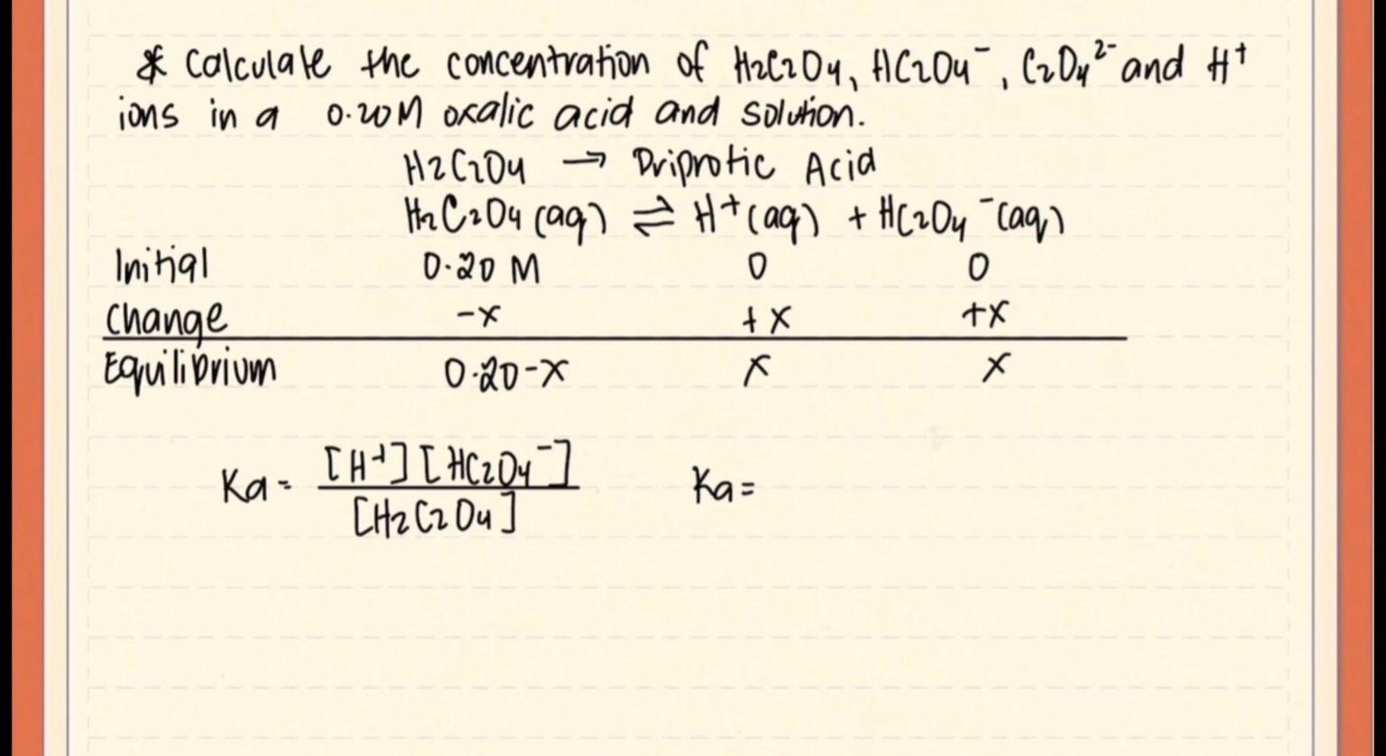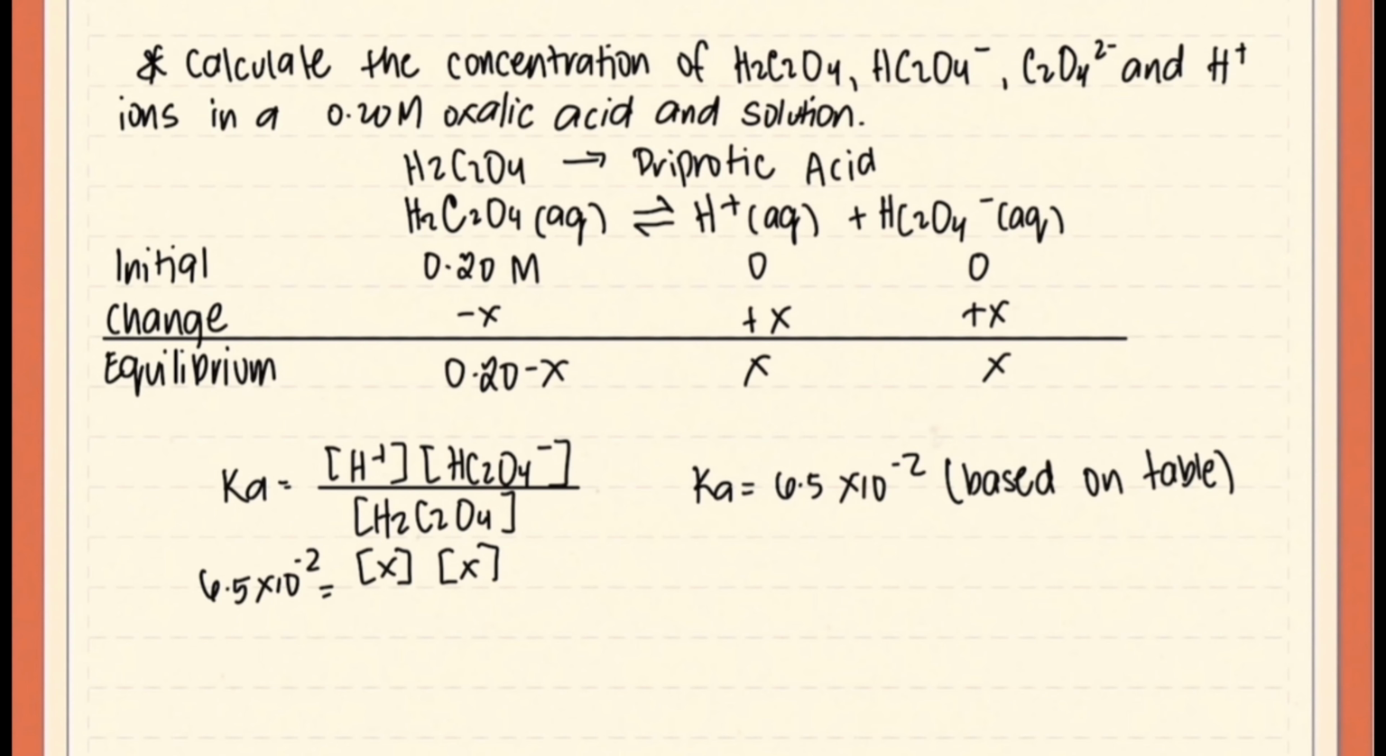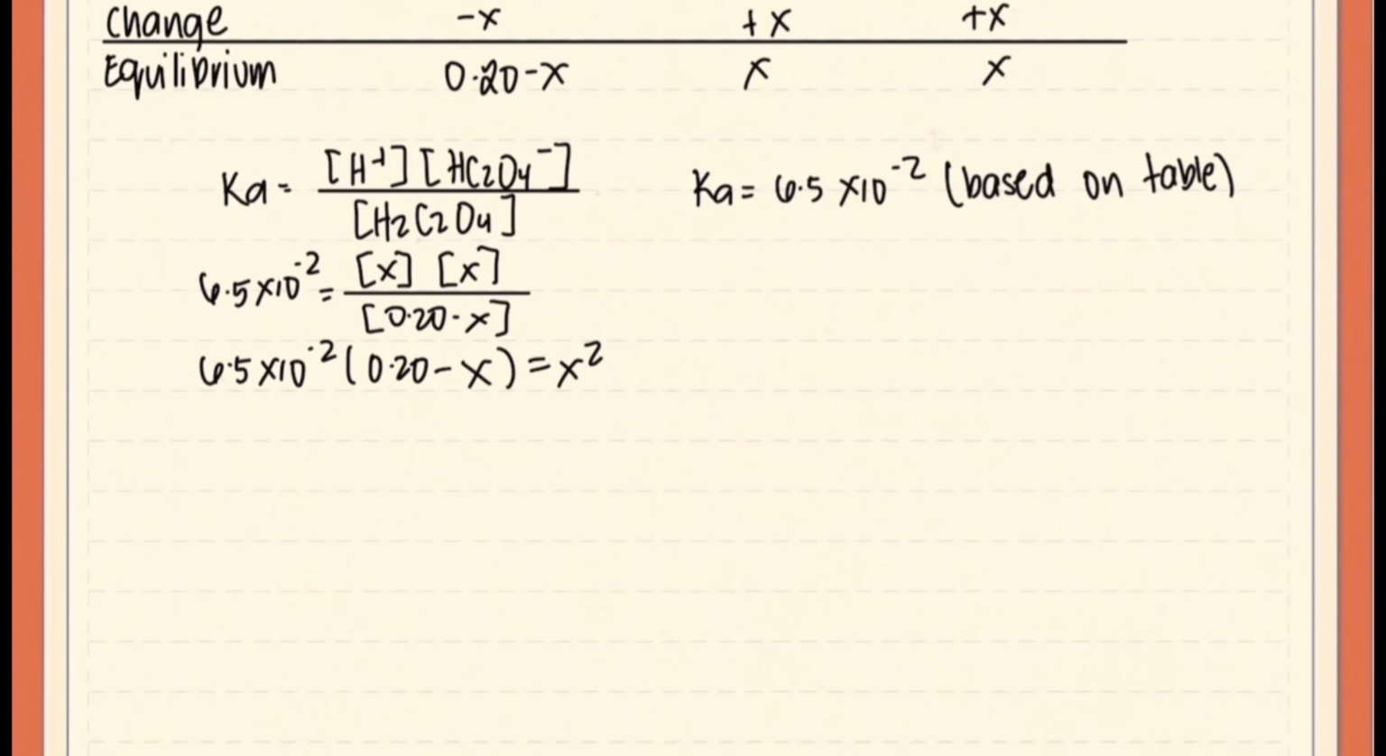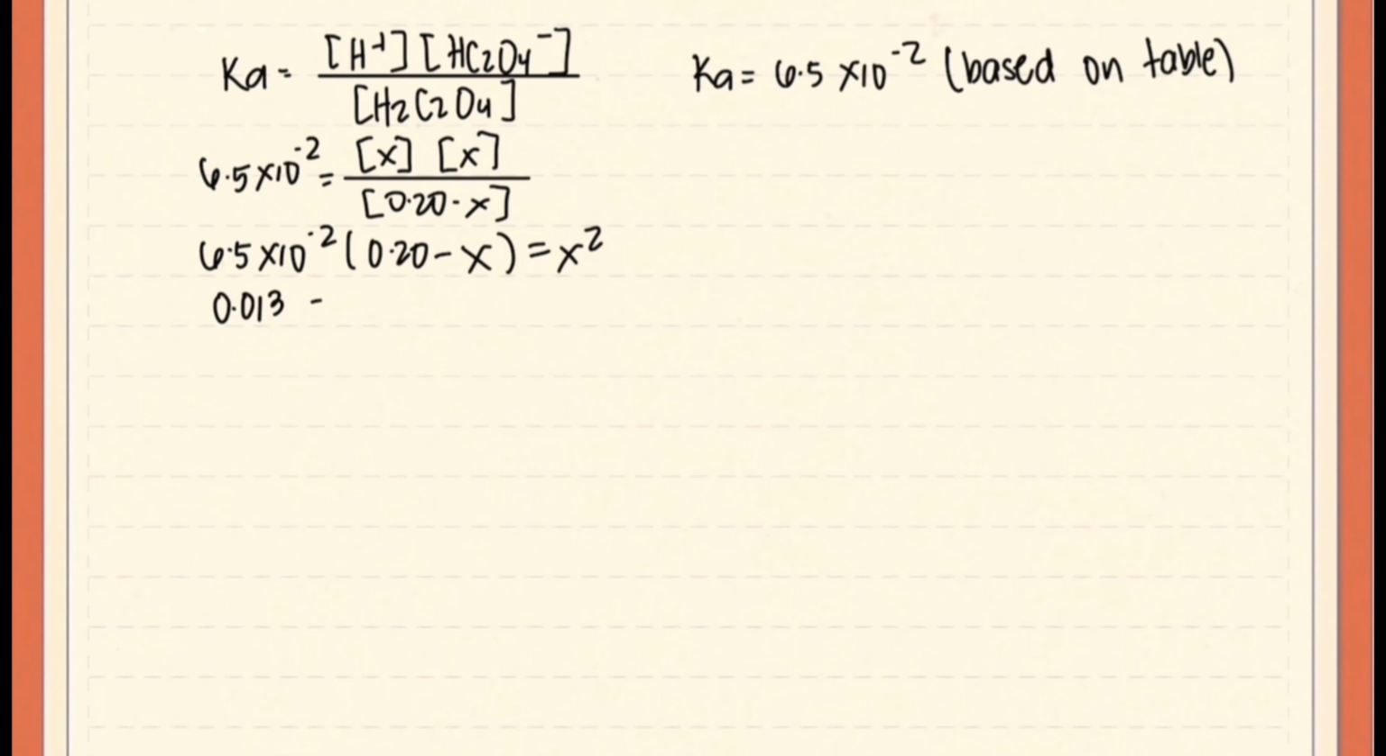So kanina, ipinakita na natin ang value ng Ka ng oxalic acid, which is equal to 6.5 times 10 raised to negative 2. We can now substitute yung mga values na meron tayo sa ating equation, which is 6.5 times 10 raised to negative 2 is equal to x times x all over 0.20 minus x. Pwede na tayong mag-cross multiplication dito, which will make our equation as 6.5 times 10 raised to negative 2 times the quantity of 0.20 minus x is equal to x squared.